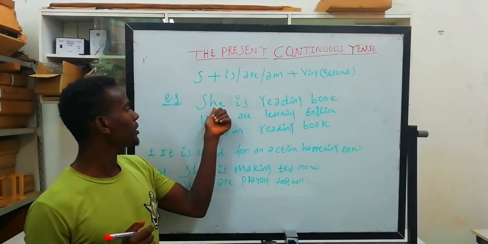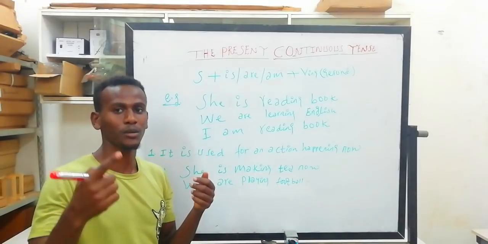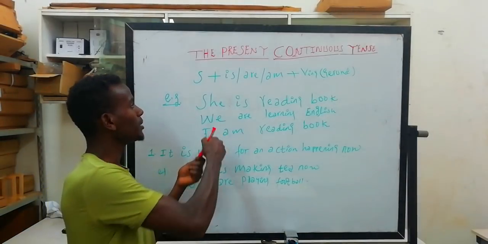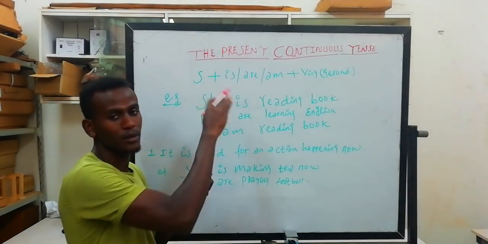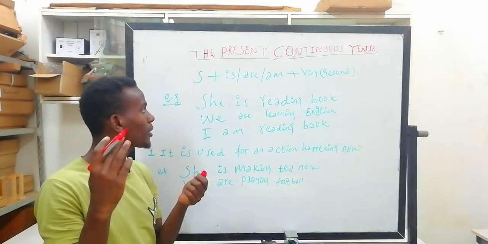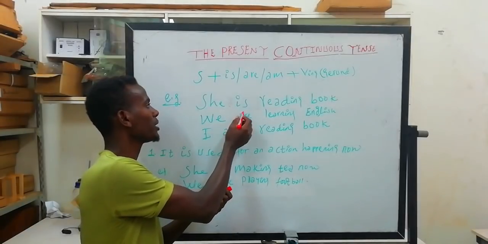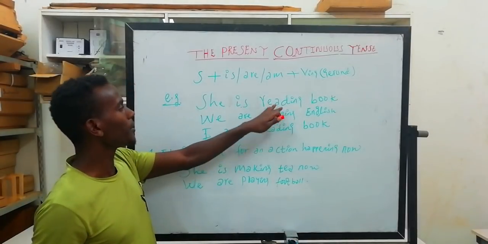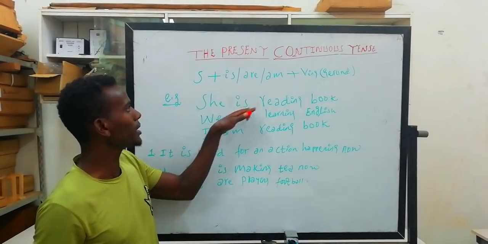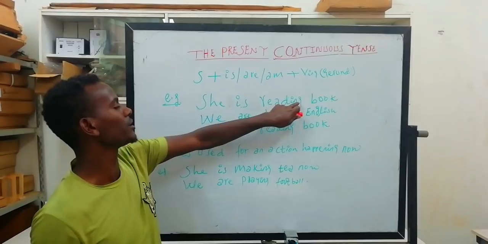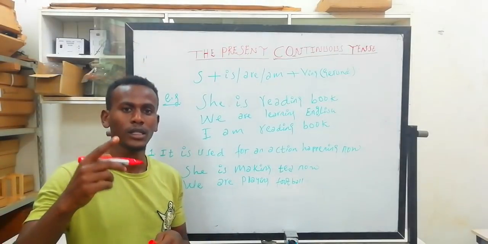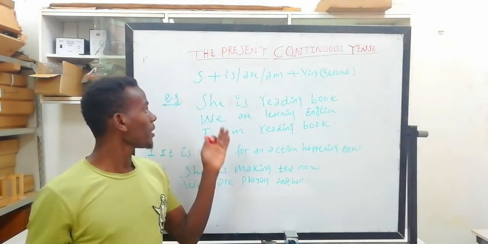She is reading a book. Here the subject is she, so we use is. Subject plus is plus verb ing form. Reading is the ing form of the verb read.